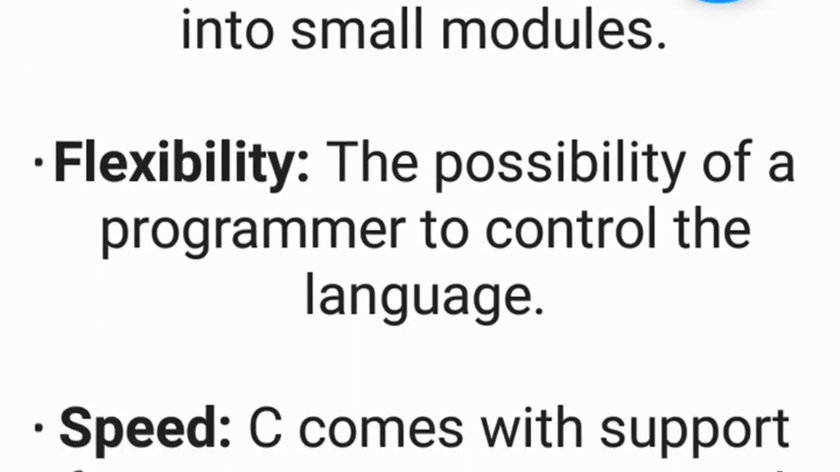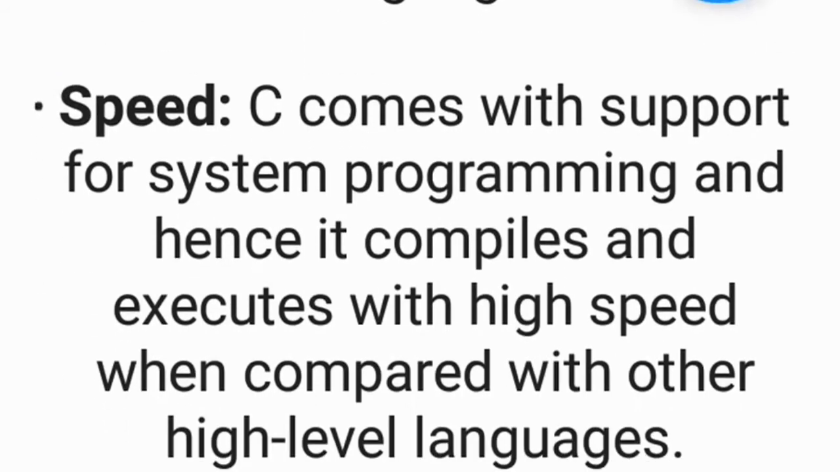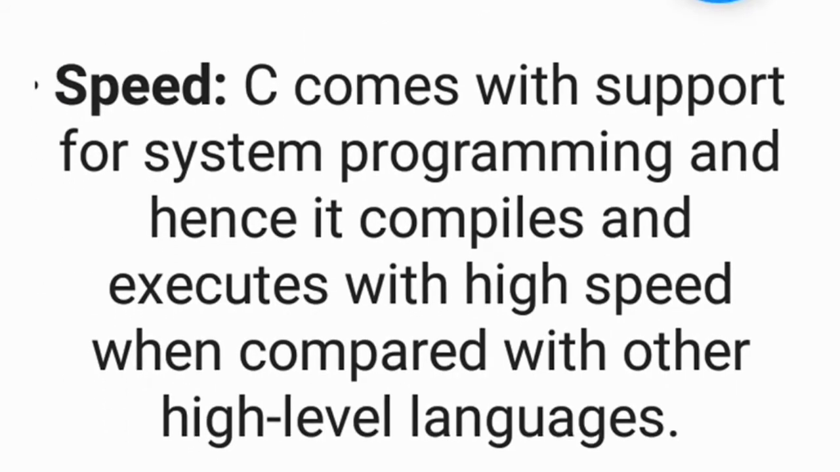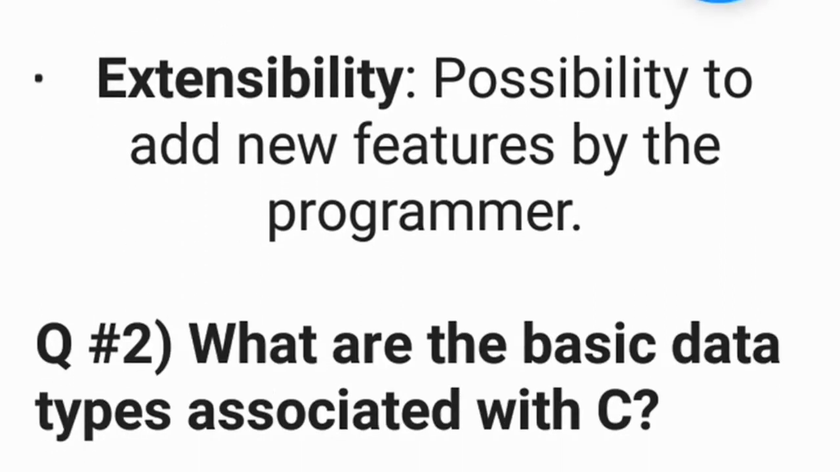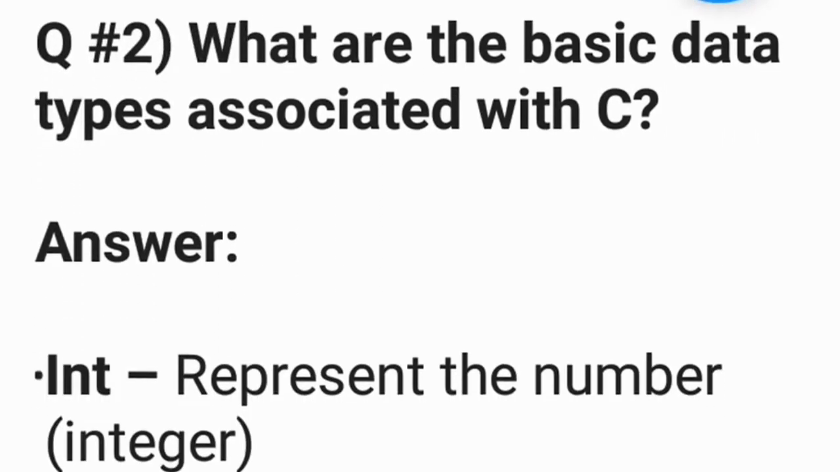Flexibility, the possibility of a programmer to control the language. Speed, C comes with support for system programming and hence it compiles and executes with high speed when compared with other high-level languages. Extensibility, possibility to add new features by the programmer. Q number 2, what are the basic data types associated with C?